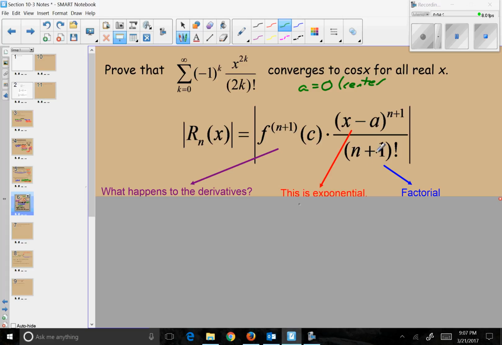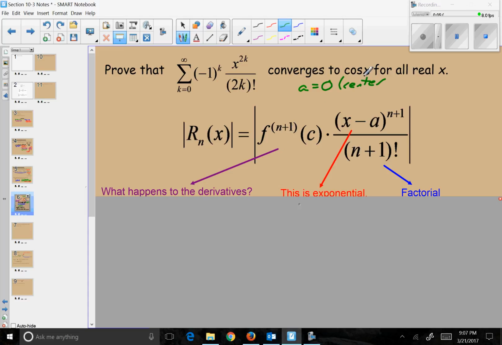We have the n plus 1 factorial. This is a factorial. What we know is no matter what is happening to the x minus a to the n plus 1, the n plus 1 factorial is growing faster. So the whole idea of it is this term right here is shrinking down to nothing because of the n plus 1 factorial. So what really determines everything is the n plus first derivative for some value of c that's within our interval of convergence. So it's really what happens to the derivatives that's what we care about.